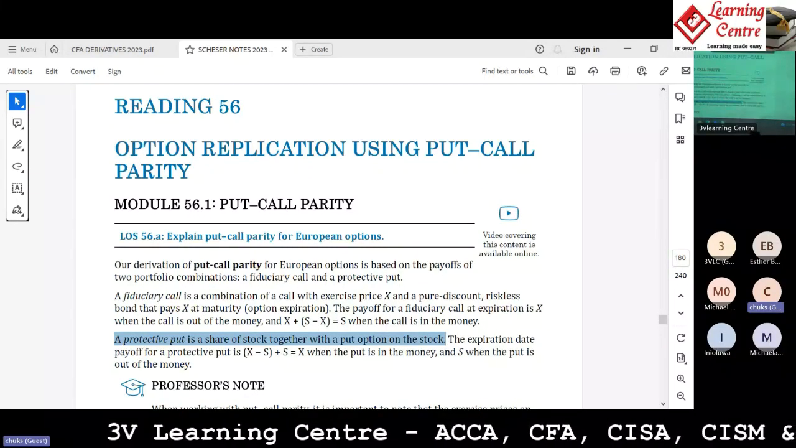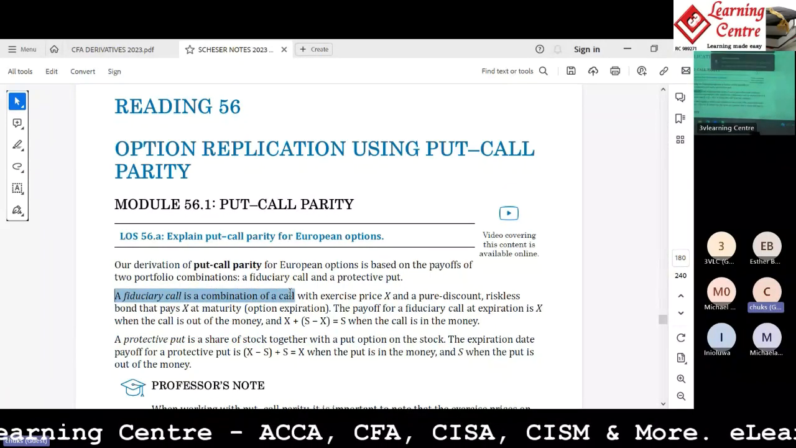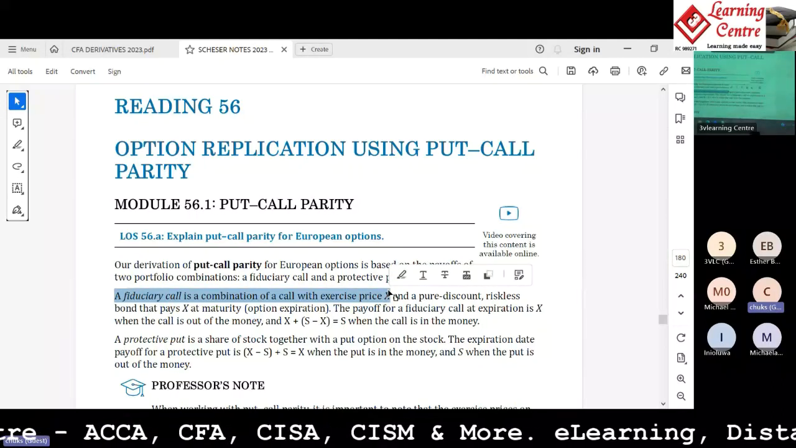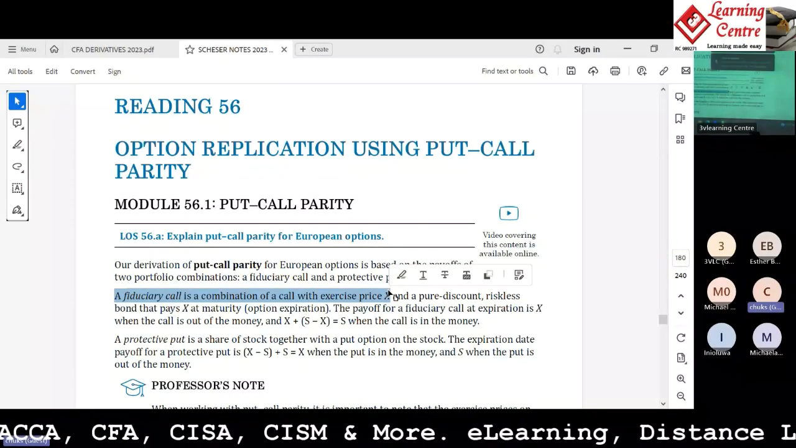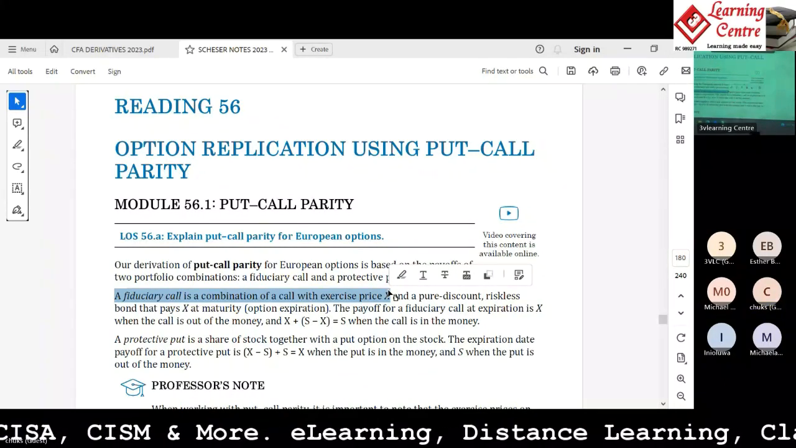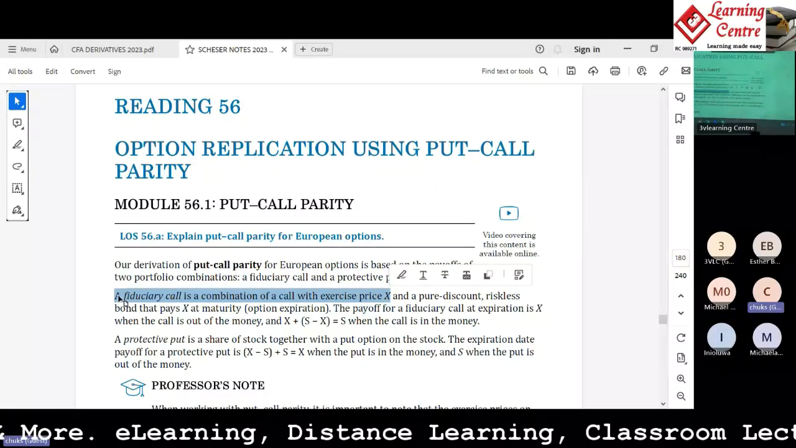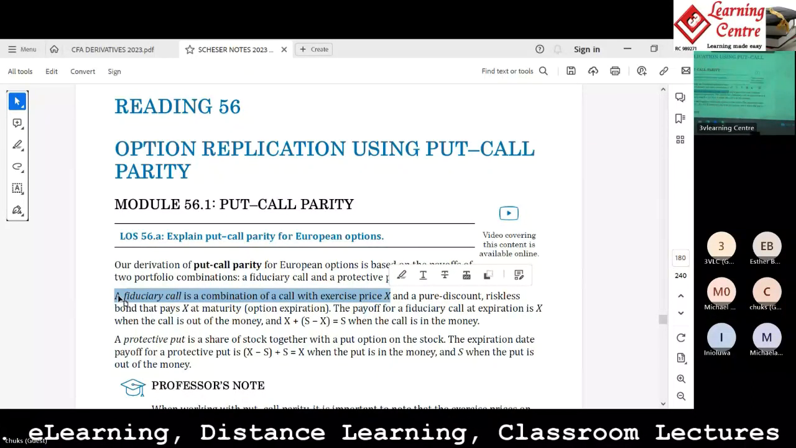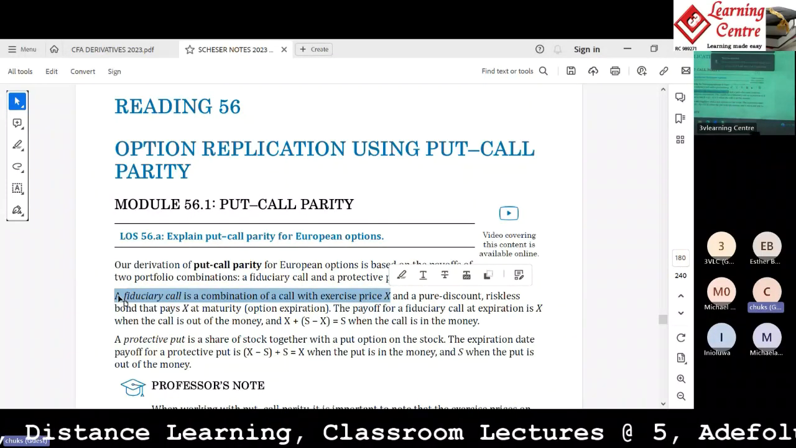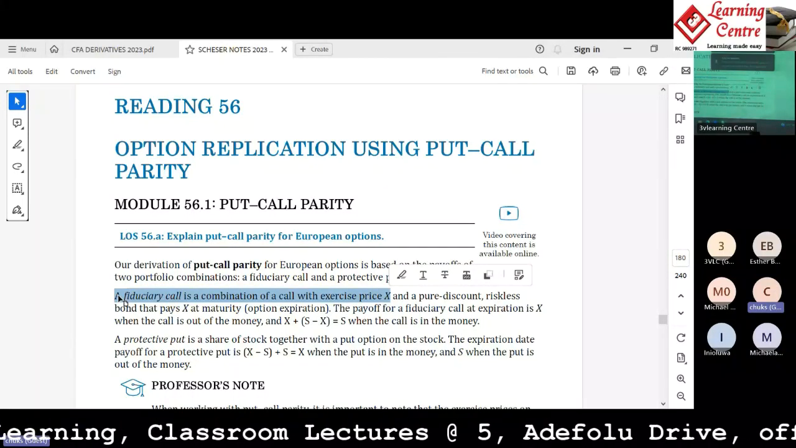But now in this case, we are saying you have a fiduciary call, which is a combination of a call. So you have a call option, meaning I want to buy an option to be able to buy these assets in the future. But in addition to that call, I now have enough money to be able to buy that same asset when it is discounted to its present value.